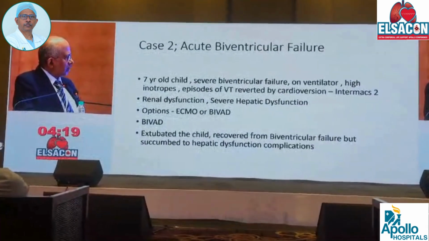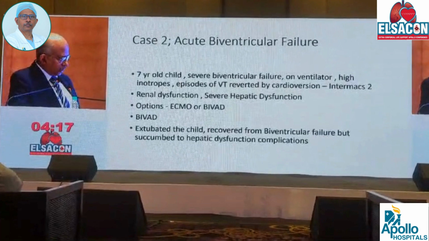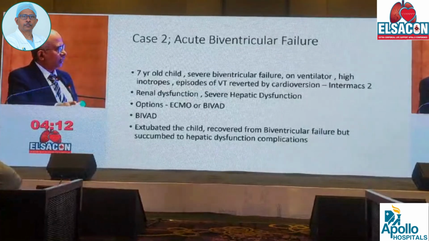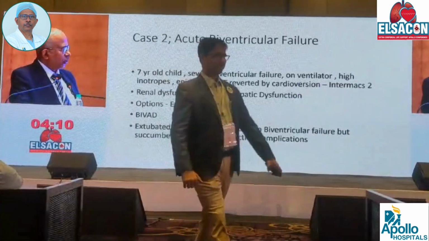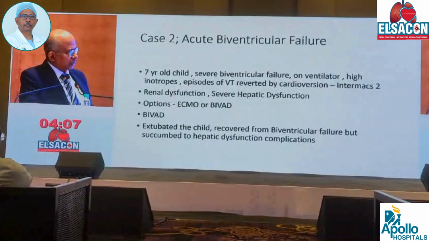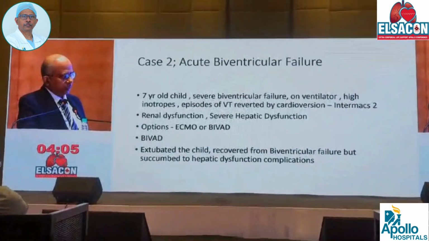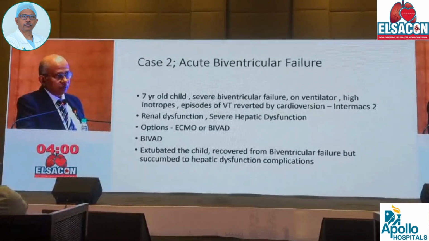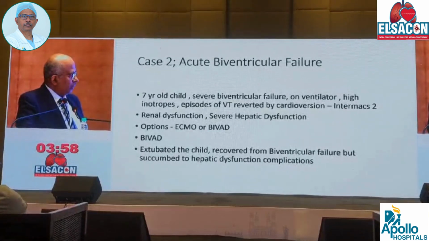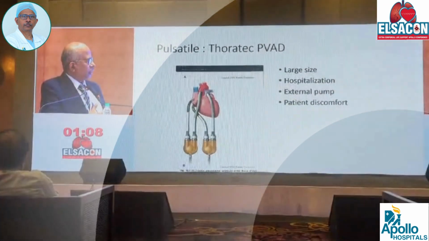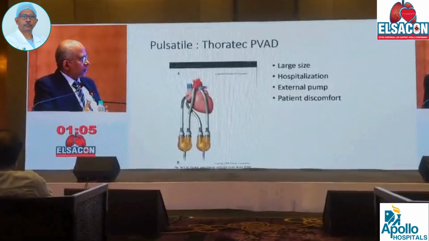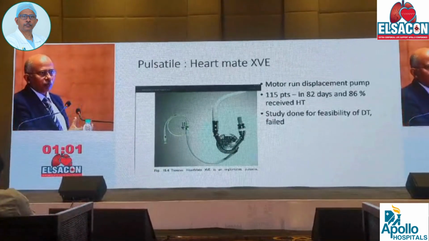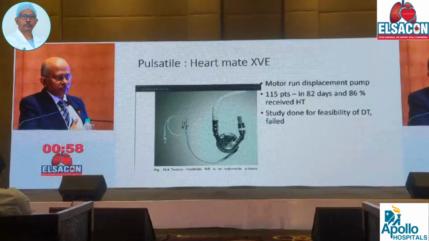So this is another situation where we had a small child who was shifted to us in biventricular failure, and then we considered whether we should put on an ECMO or a BiVAD. The patient was having severe RV dysfunction and also hepatic dysfunction with bilirubin of nearly 20. It acts like a displacement device. This slowly got developed into something called a pulsatile one, which had a motor, but it would be implanted into the patient's abdomen.